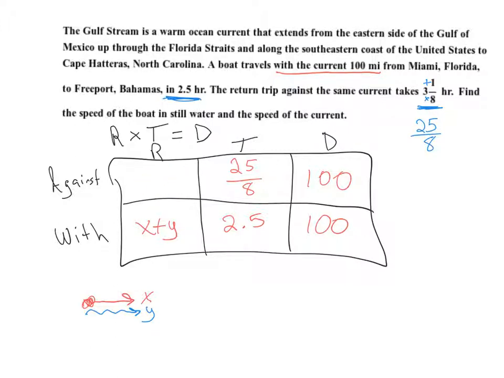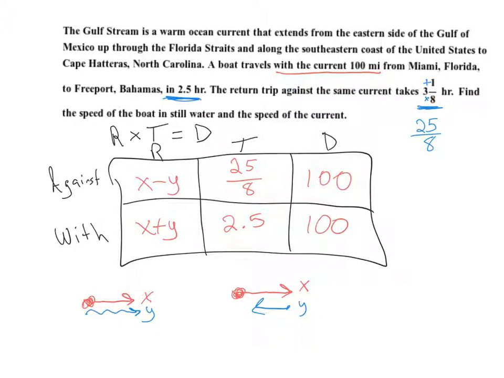And this time, since we're traveling against the current, we have to think about our rate. You're going to have the speed of the boat, going one direction, so we'll call that x. But this time you're going against the current, and the current is headed in the opposite direction, against those waves. So here, we're going to have x minus y.